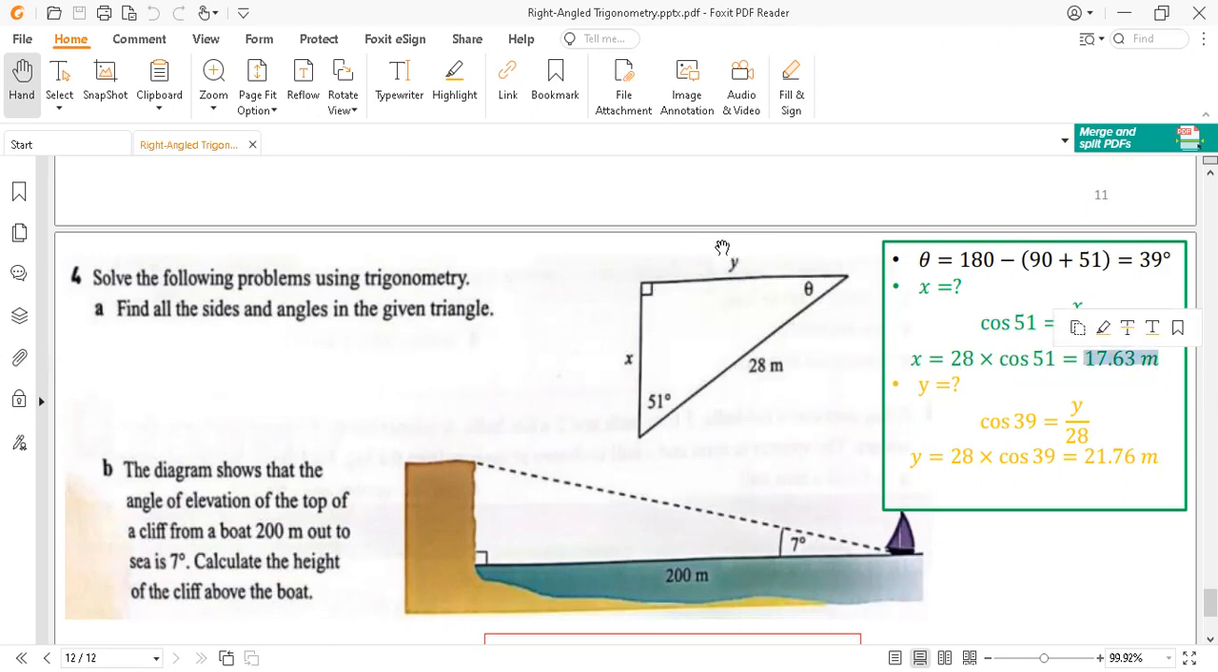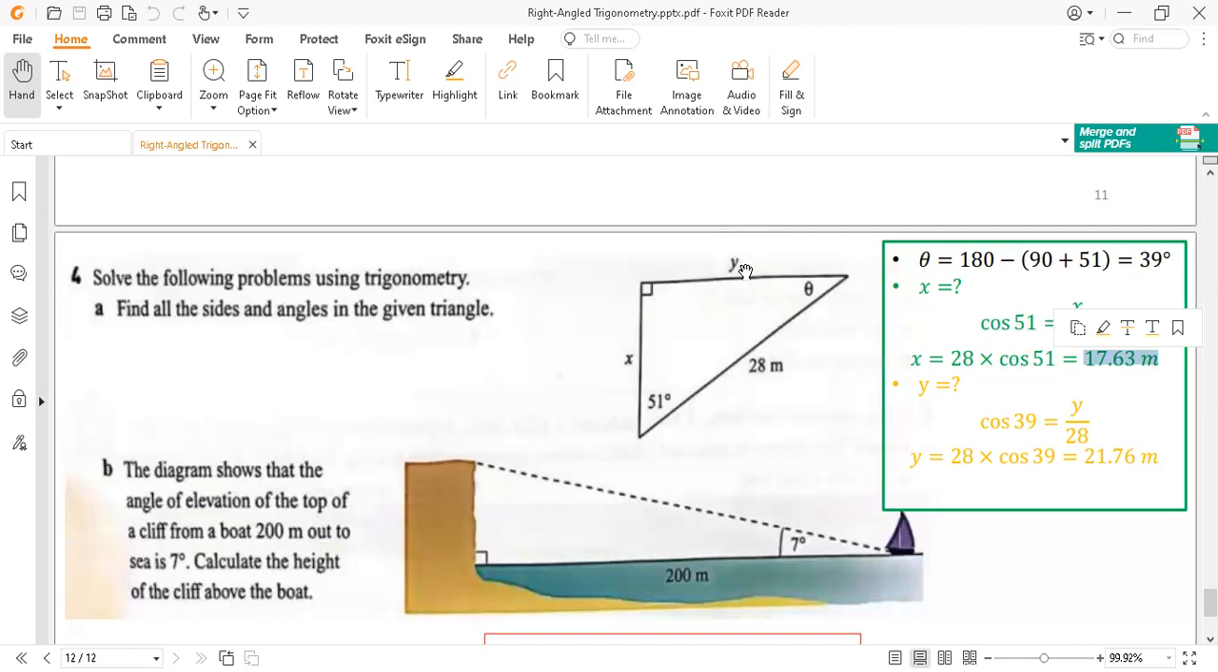Next, if we want to find y, normally in any right angle triangle, if we have the measures of the two other sides, we can use the Pythagorean theorem. Okay, it's an easy way. So y squared equals 28, the hypotenuse, squared minus x squared. But also we can use any suitable trigonometry ratio. Okay, so normally we have 51, y is the opposite to it.